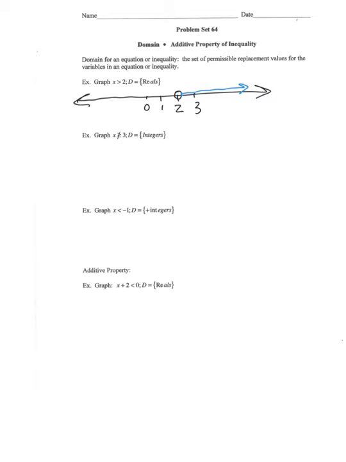For this one, it's a little more complicated. It says graph x is not greater than or equal to 3, and our domain this time is just integers. So we're going to have to interpret this. To begin with, I don't really like talking about what x is not. So I can figure out what x is based on this statement. X is not greater than or equal to 3. Well, then that means that x has to be less than 3, not including 3. So that's a little bit easier way to think about that.